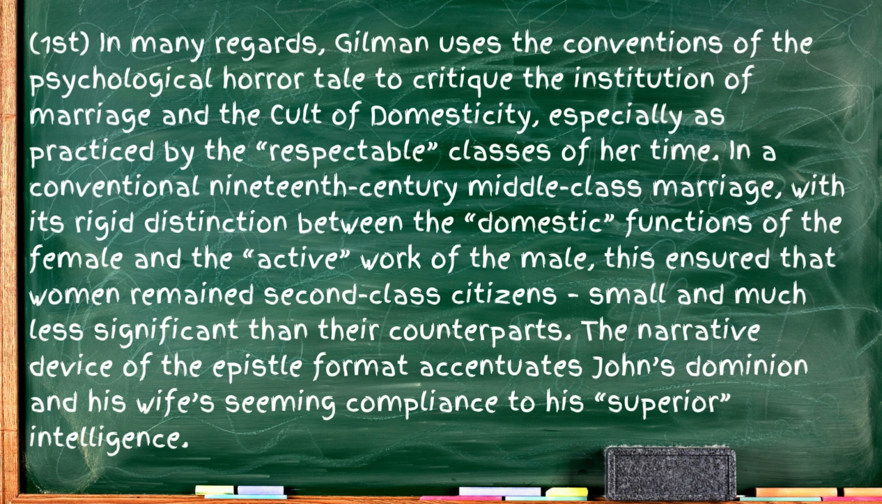In a conventional 19th century middle-class marriage, with its rigid distinction between the domestic functions of the female and the active work of the male, this ensured that women remained second-class citizens, small and much less significant than their counterparts. The narrative device of the epistle format accentuates John's dominion and his wife's seeming compliance to his superior intelligence. So you can see that takes 3 sentences right there.